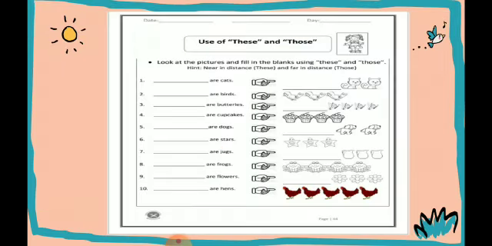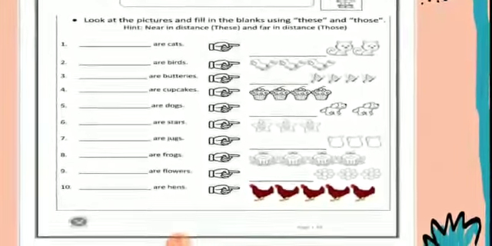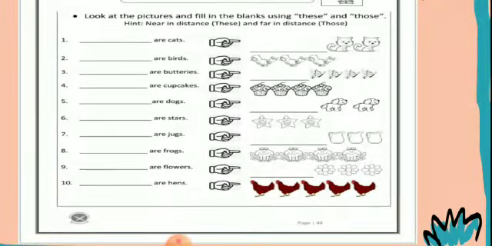This is the page number 44. First of all, write date, homework and day on the top of the page. Use of these and those. Look at the pictures and fill in the blanks using these and those. Hint: near in distance these, and far in distance those.